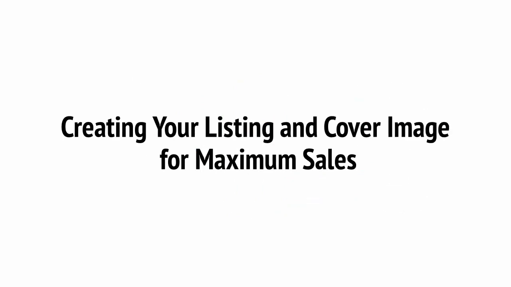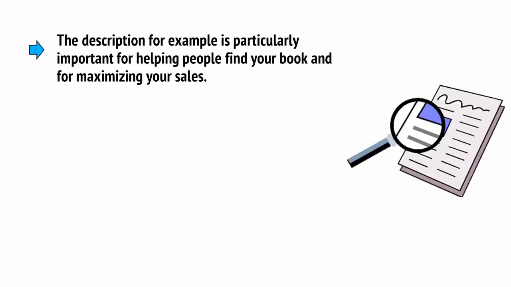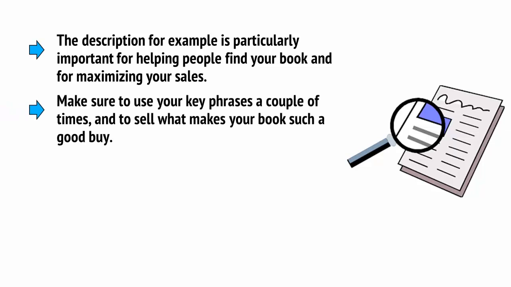Now comes creating your listing and cover image for maximum sales. Now most of this is self-explanatory. Note though that some of these elements are going to have a big impact on how easily discoverable your book is. The description, for example, is particularly important for helping people find your book and for maximizing your sales. Make sure you use your key phrases a couple of times, very subtly and only if it reads naturally, and to sell what makes your book such a good buy.